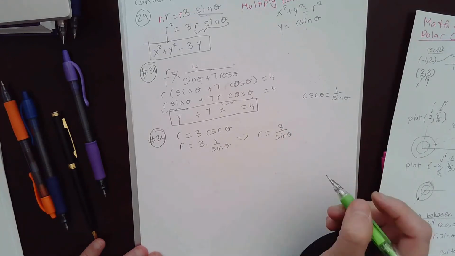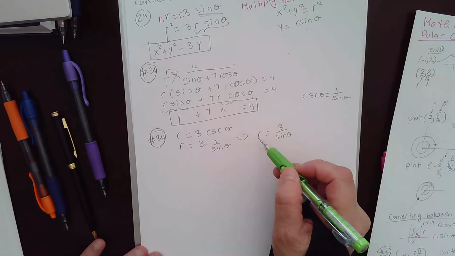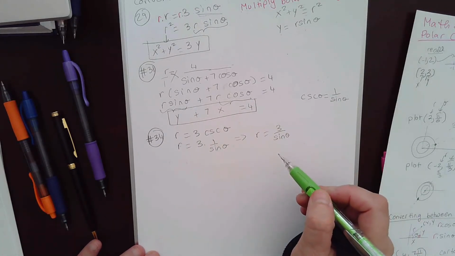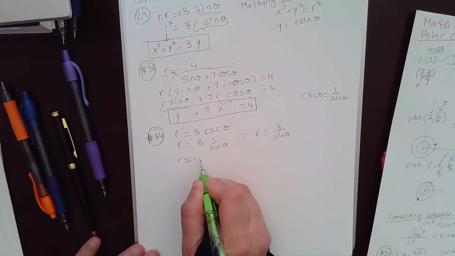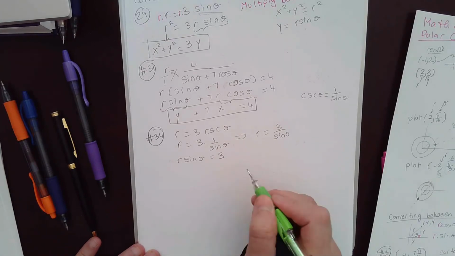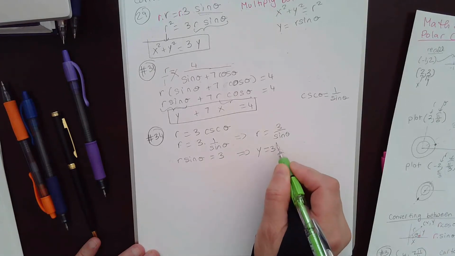Cross multiply, what does that give you? Immediately you can see it. If you cross multiply, you're going to get r sine theta. And r sine theta is y, right? So here you can write it as r sine theta equal to 3. And r sine theta is y. And y equal to 3. That's a horizontal line.